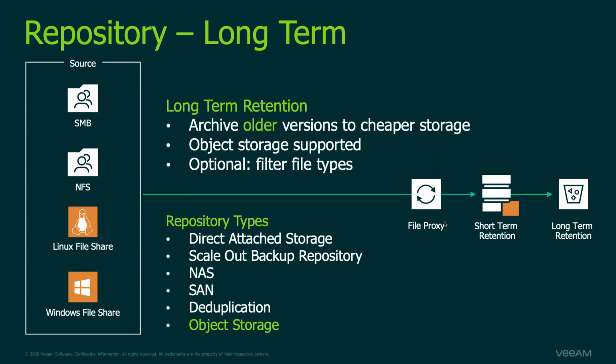So this sounds very similar to what we do with cloud tier and our image-based backups, or capacity tier and our image-based backups, archiving older versions to cheaper storage. Now, the first thing that comes to mind here is object storage, and that's absolutely a viable solution here, but don't disregard the capability that we can leverage dedupe devices here as well for long-term retention. We can also use all of those other repository types that I just mentioned: direct attached storage, scale-out backup repository, NAS, SAN, etc., all being able to leverage that long-term retention. Object storage is the big one here. It allows us to tier off into there for those older versions of files and folders.